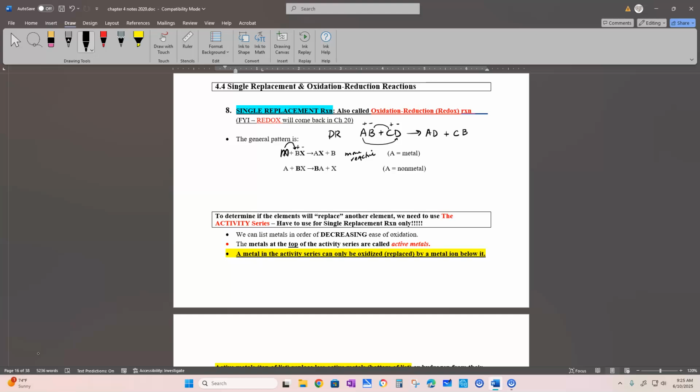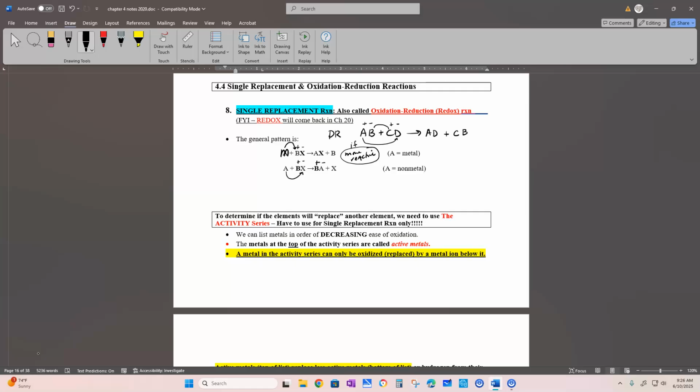Okay? Let's assume A was a non-metal, though. So this non-metal, positive and negative, this non-metal is looking at that non-metal. And same thing, if it's more reactive, A and X swap places, the B is still the metal. A is the non-metal, and now the X is all by itself. But notice I said if more reactive. So the question is, how do you know if an element is more reactive to replace it?